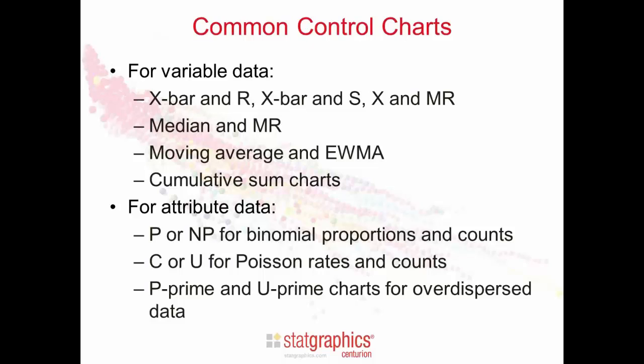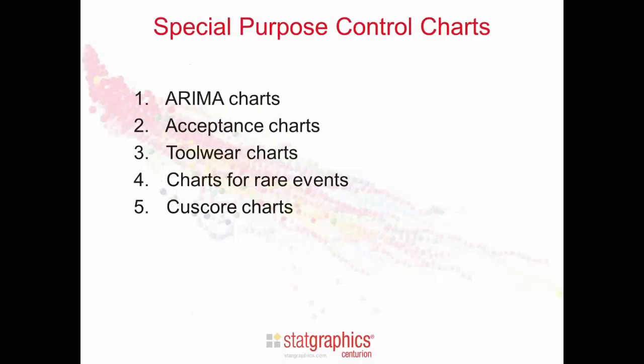What I wanted to talk about and will talk about today are some other types of control charts, less commonly known control charts. In particular, I've picked out 5 types of control charts to talk about. I'll be talking about ARIMA control charts, acceptance charts, Toolwear charts, charts for rare events, and Cuscore charts.